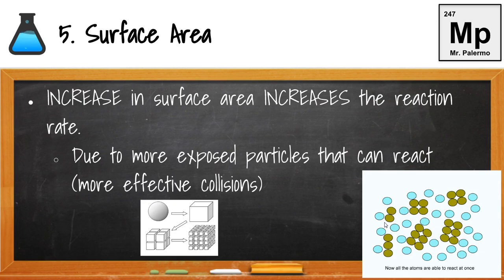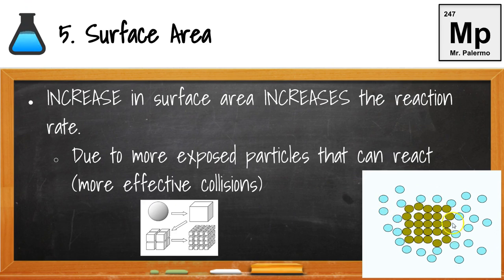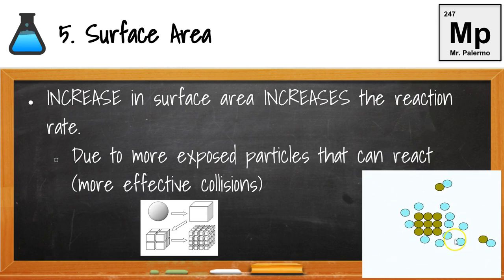The next factor we're going to look at is surface area. Increasing the surface area increases the reaction rate. This is due to more exposed particles that can react more effectively. So if you look here, here is a very small surface area. You can see that the particles here, the solvent, can only interact with the outer particles, and so the inner atoms are left waiting to react, and that will happen next, which takes longer.